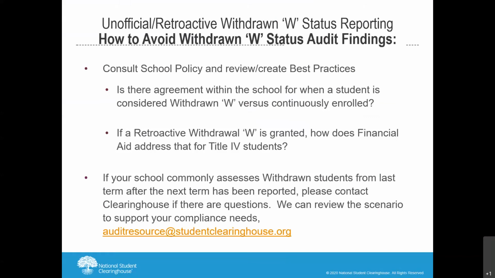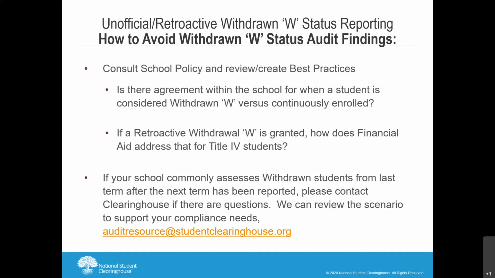So a best practice: a lot of things that have to do with withdrawn status reporting, the heart of it and the root of it, is with the school. Sometimes one particular department has awareness about the enrollment status change to withdrawn, but for whatever reason, that doesn't make its way into the enrollment reporting side or the student information system side. So consult school policy, and also review or create best practices about when exactly we consider a student withdrawn under a variety of circumstances.